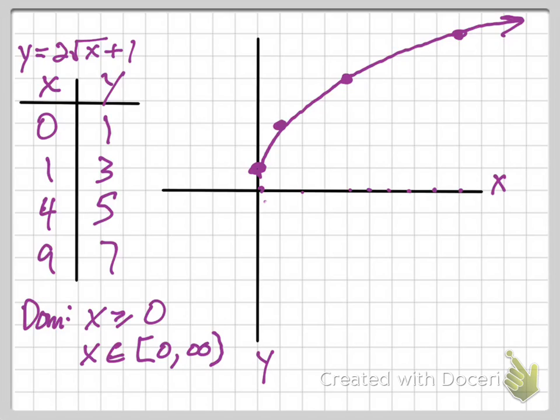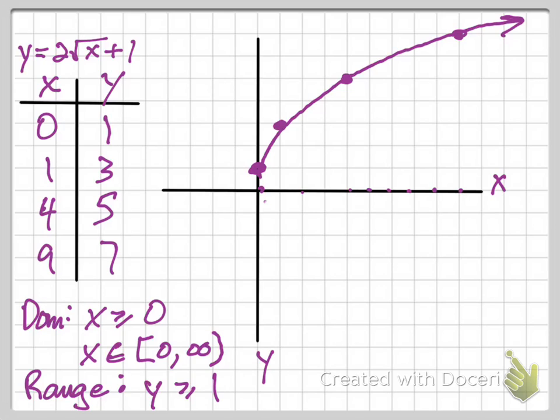Okay? Now, before we move on, this is the graph. This is done correctly. Let's talk about what the range of this graph would be. How would you describe the y values that this graph takes on? Y is greater than or equal to 1.